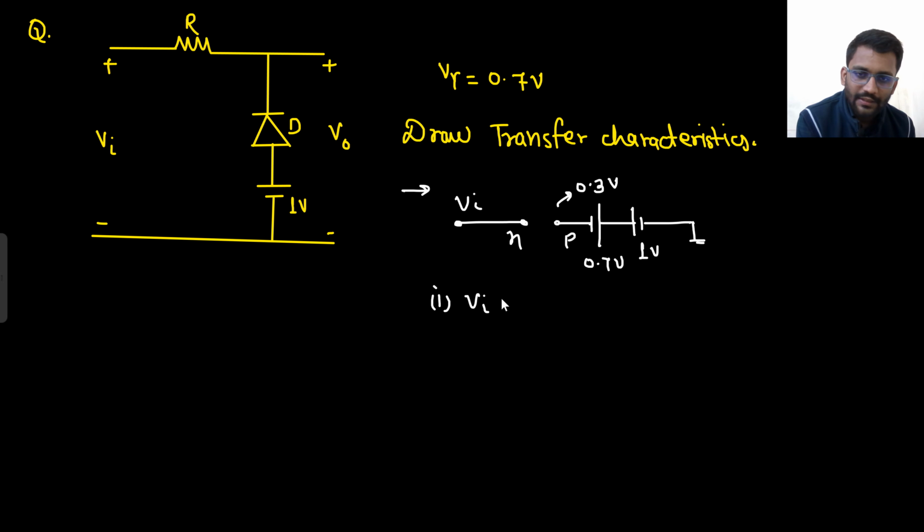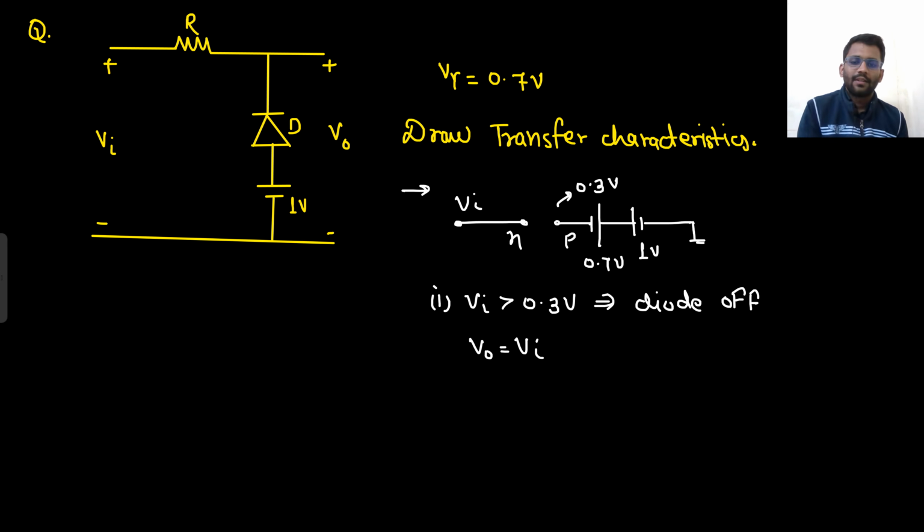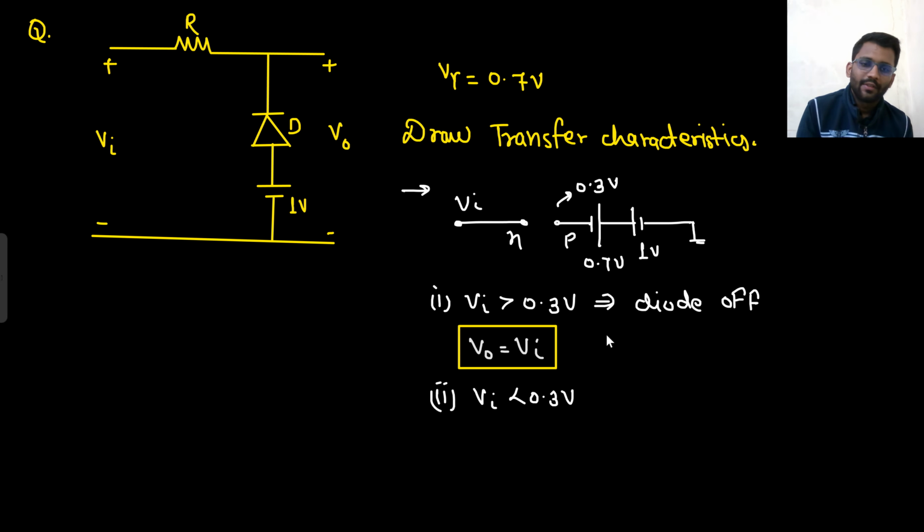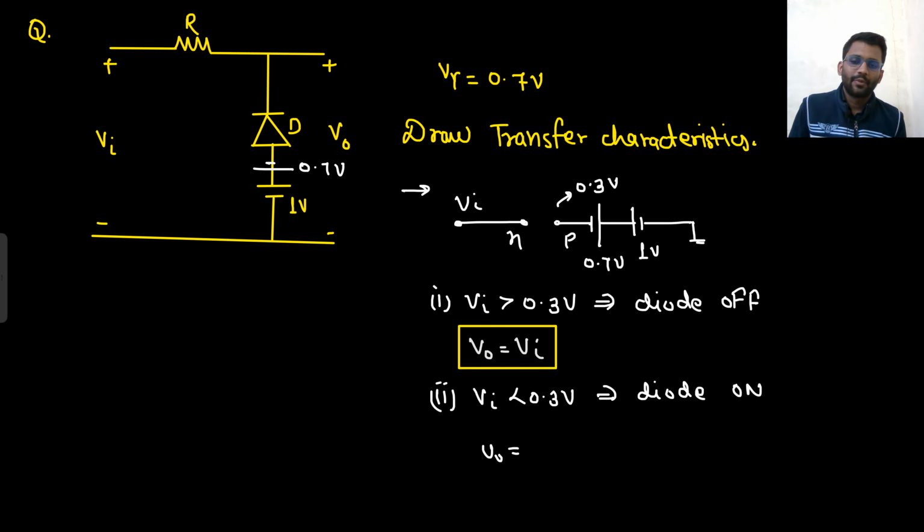First thing, when V in is greater than 0.3 volt, that means the diode will be off. And if the diode is off, that means your V out will simply be equal to V in, right? Then let's see the second one. When V in is less than 0.3 volt, that means the diode will be on. And if the diode is on, tell me what will be the output voltage. So if the diode is on, it will be replaced with a battery of 0.7 volt. So 1 minus 0.7, that means 0.3 volt, right? So that will be equal to 0.3 volt.